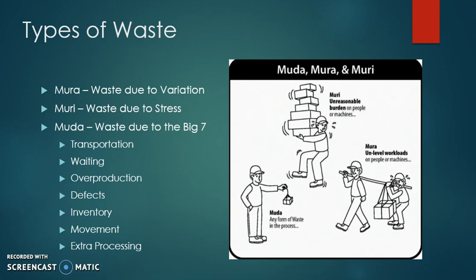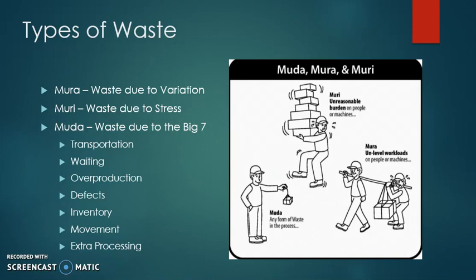And then you've got waste due to the big 7, which are transportation, waiting, overproduction, defects, inventory, movement, and extra processing. Keep those big 7 at the forefront of your mind as we go through this presentation. There might be a quiz on it later, you never know. So again, those 7 types of waste are transportation, waiting, overproduction, defects, inventory, movement, and extra processing.